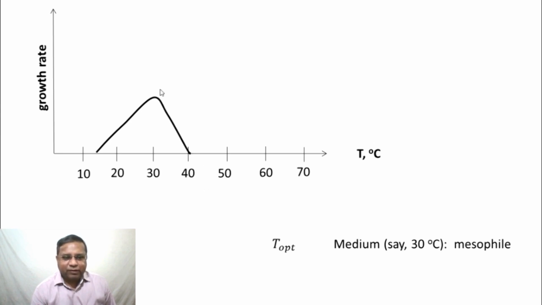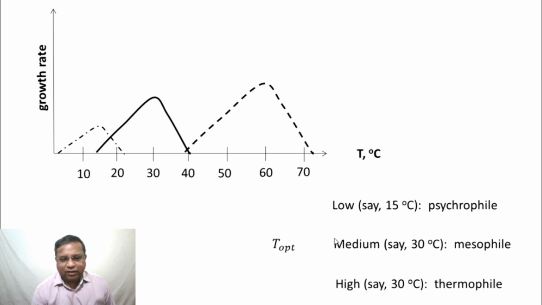Okay. If the T optimum is medium, around 30 degrees C, then the organism is called a mesophile. If it is low, the temperature optimum is around 15 degrees C, then the organism is called a psychrophile. Phile is something that is loving, so psychro, low temperature loving, meso, mid temperature loving. And there is one more.